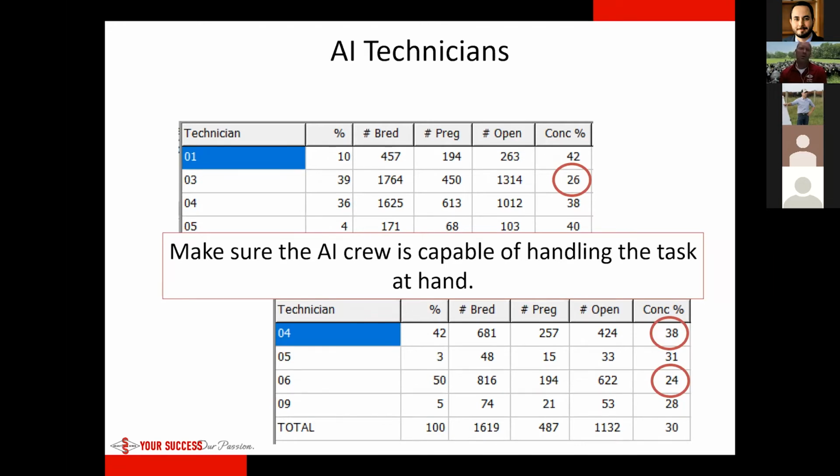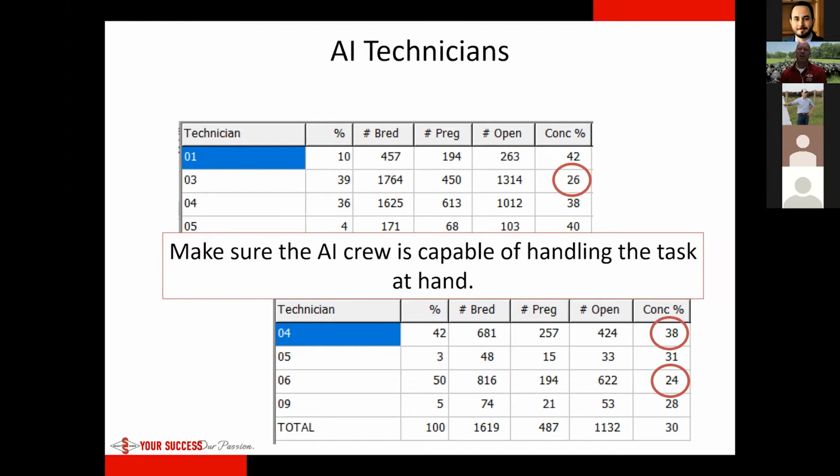So when we talk about synchronizing a large group of cows with a timed AI program where all cows need to be inseminated within a reasonably short time frame, one of the biggest things is to make sure that you have the AI technicians yourself, or people that you have hired, that are capable of handling that task.